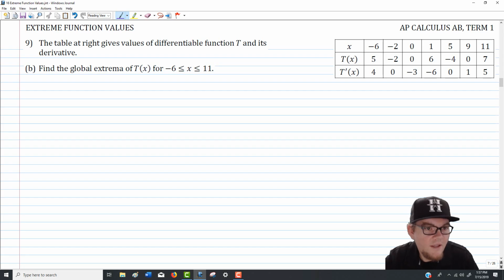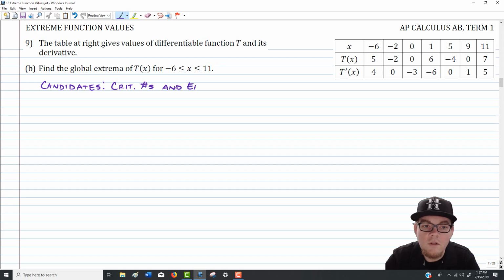Question B then asks us to find the global extrema of t of x. So global extrema sounds like we're looking for the absolute max and absolute minimum, just another word for it. And our interval is from -6 to 11. So what I'll remind you is that we have 2 different ways to have candidates for this particular position of global extrema, or absolute max and absolute min. Our candidates are all the critical numbers and both endpoints. Those are the 4 candidates we need to consider here.